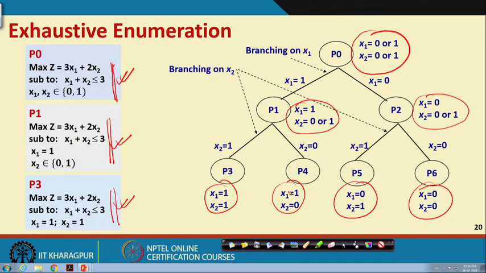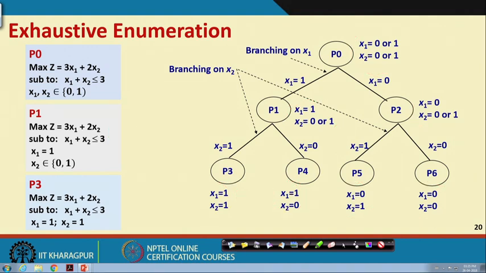This is exactly what we do in exhaustive enumeration. We have enumerated all possible end nodes, and every end node is a problem, that is the original problem with some additional conditions. Collectively, all of these small conditional problems define the total problem. That is what exhaustive enumeration does.